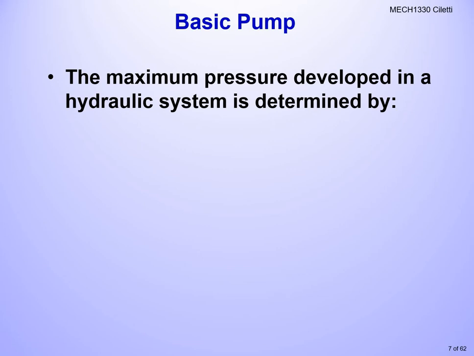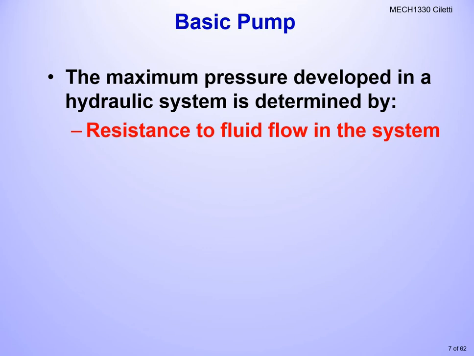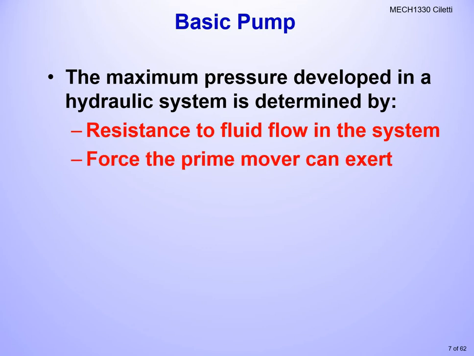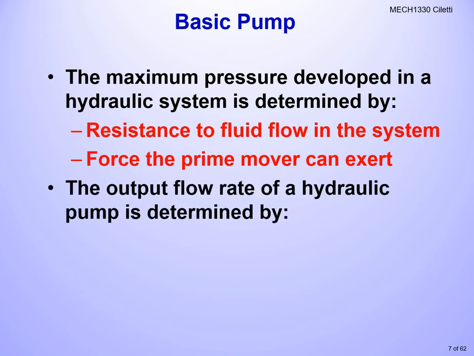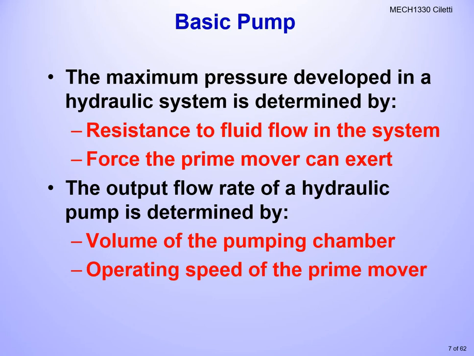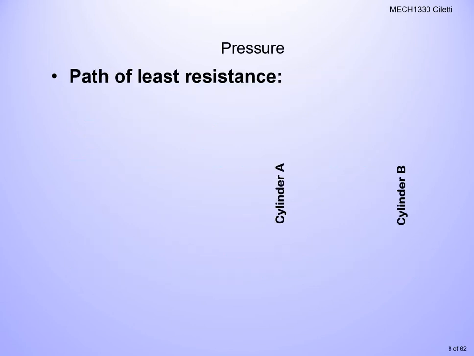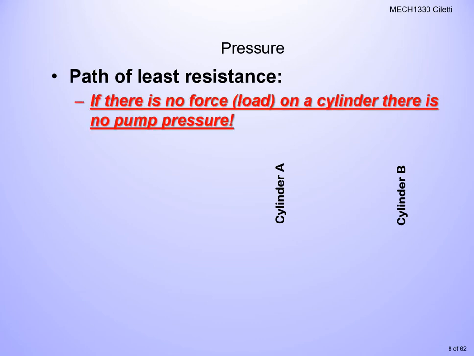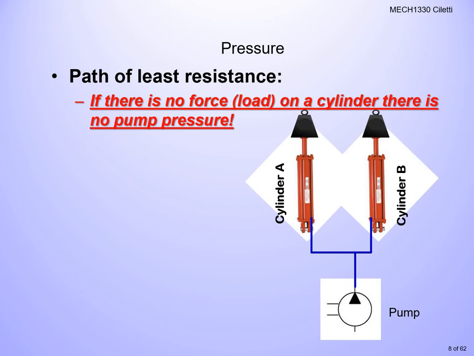The maximum pressure developed in a hydraulic system is determined by a few things. One is resistance to fluid flow in the system. The other is the force the prime mover can exert. The output flow of the hydraulic pump is determined by the volume of the pumping chamber, how big we can make that chamber when we're pumping, and the operating speed of the prime mover. We might have some sort of motor helping with a reciprocating pump. Just like in electrical class, the path of least resistance is important. If there's no force or load on the cylinder, there's no pump pressure.